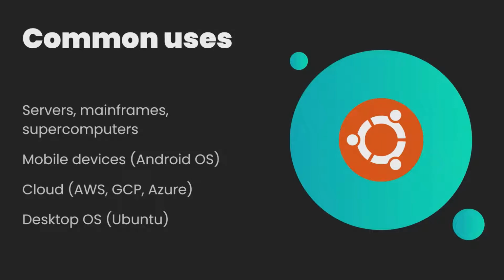Common uses: Linux is commonly used in servers, mainframes, and supercomputers. That's the majority market share of all operating systems on servers in general. It's also used in mobile devices, such as Android OS, which is based on Linux as well, and is utilized very heavily on cloud services such as Amazon Web Services, Google Cloud Platform, and Microsoft Azure.